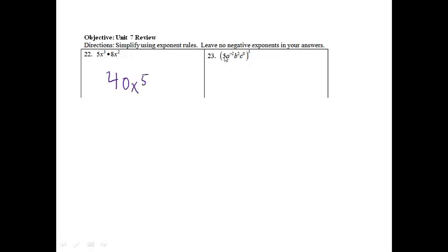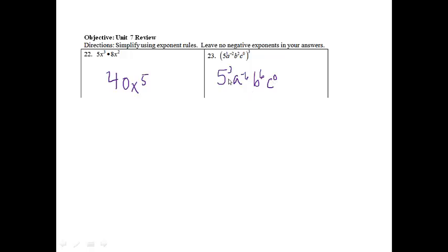All right, the next one, 5a to the negative 2, b to the second, c to the 0, all raised to the third power. First thing that I'm going to do is put a 1 on my 5. If I have parentheses, I'm going to be multiplying my exponents. So I'll get 5, 1 times 3 is 3. A, negative 2 times 3 is negative 6. B, 2 times 3 is 6. And C, 0 times 3 is 0.